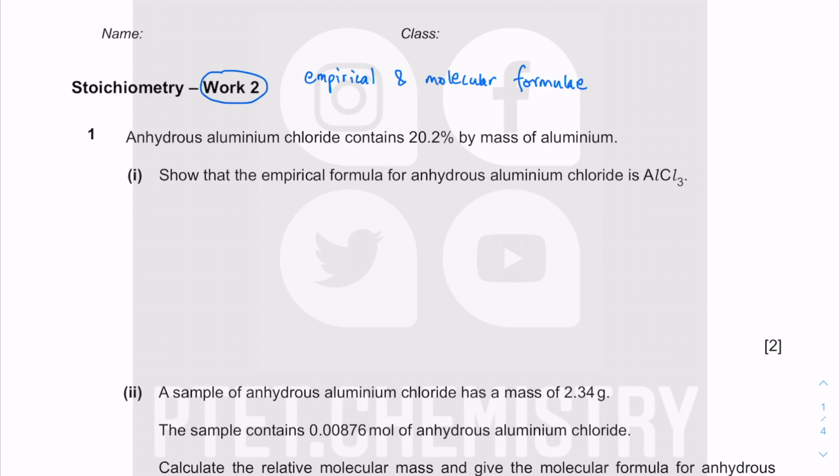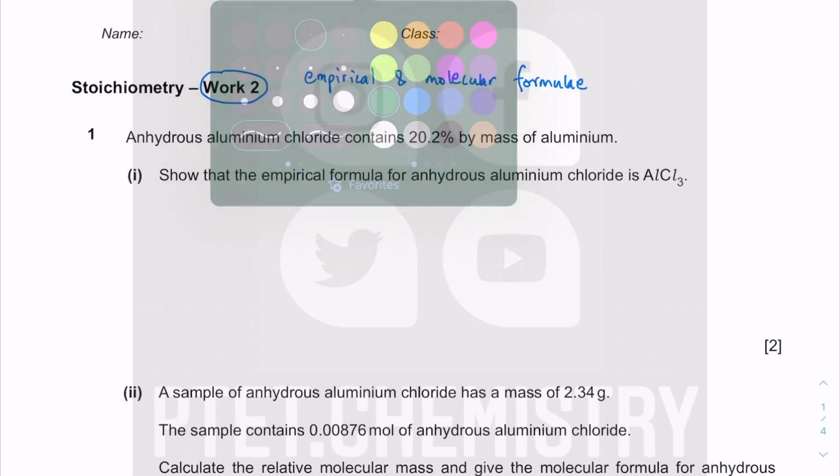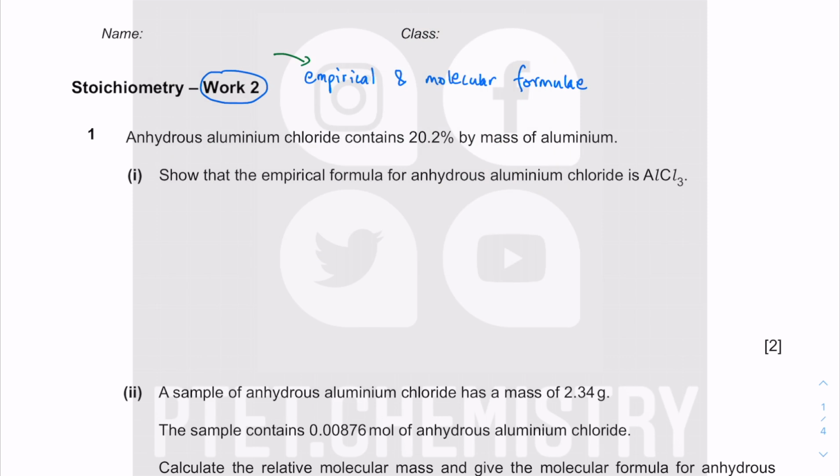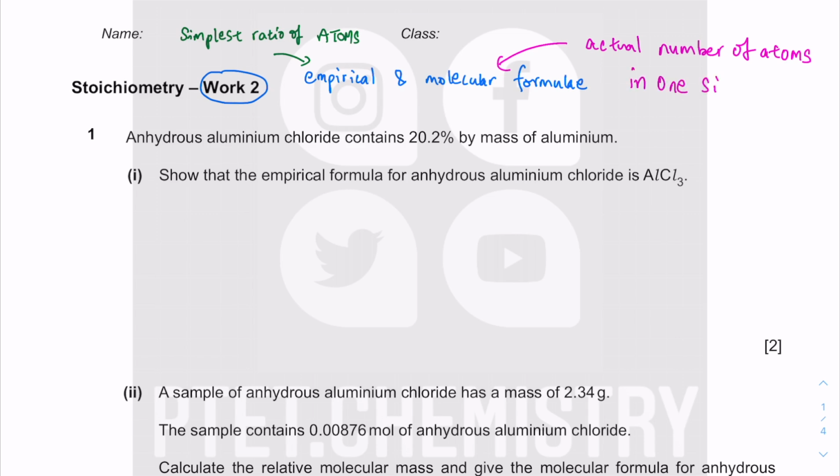Before we do that, it's good to recap what empirical formula actually means. Empirical formula refers to the simplest ratio of atoms, and that is very important in terms of how we will apply it across different settings. Whereas molecular formula refers to the actual number of atoms. You could have an actual number of atoms that could be simplified further, and that is when your empirical formula could be different from your molecular formula. So it is the actual number of atoms in one single molecule.